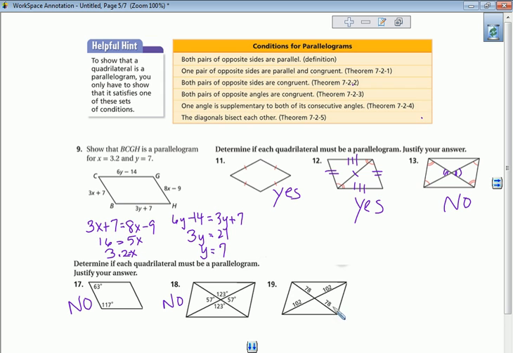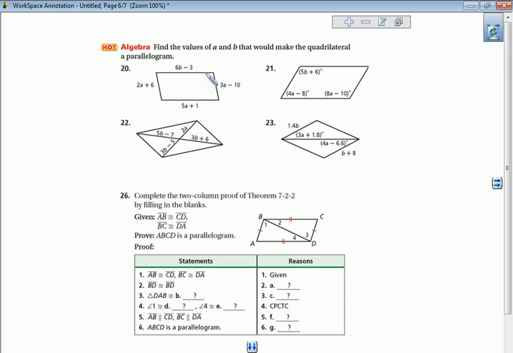All right, on this one. This time they gave me the lengths of my diagonals. This one's bisected. This one's bisected. The diagonals bisect each other. Is that enough? Yes, it is. Okay. Now, algebraically, what would we do on these? On this one? Because they're telling us to find the values that would make it a parallelogram, all you do is set this equal to this and solve.